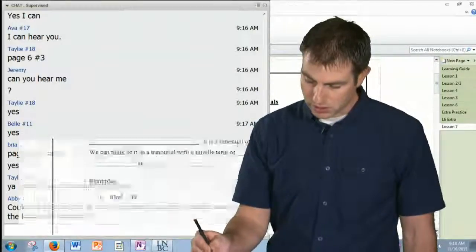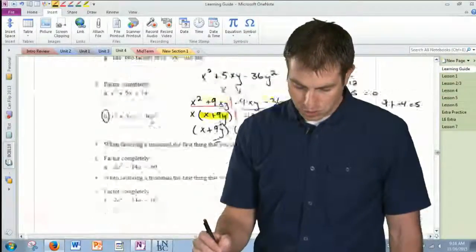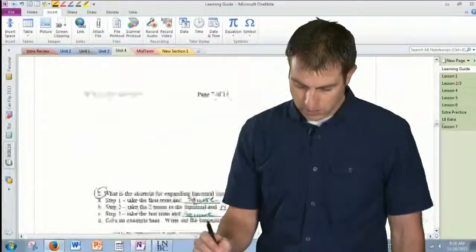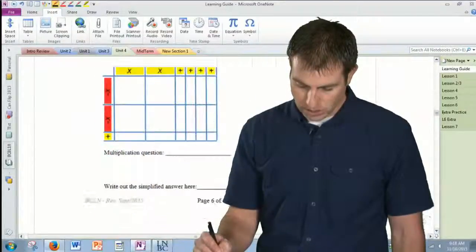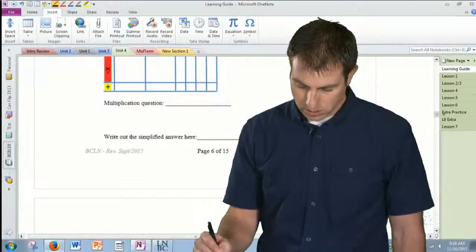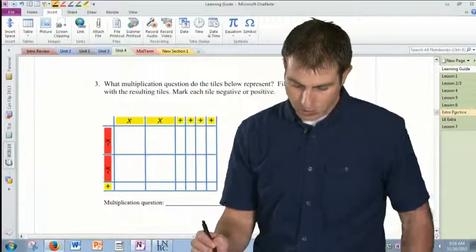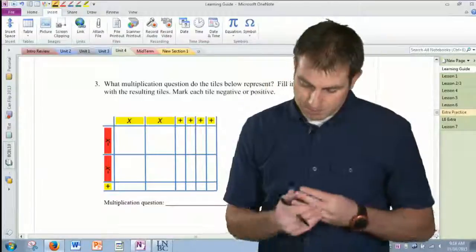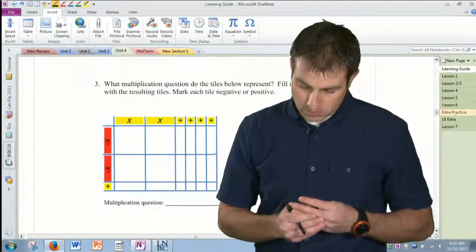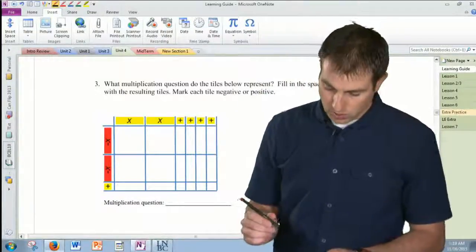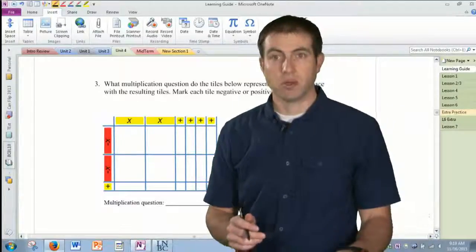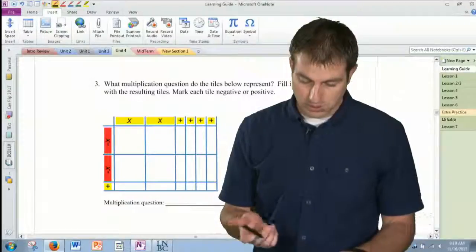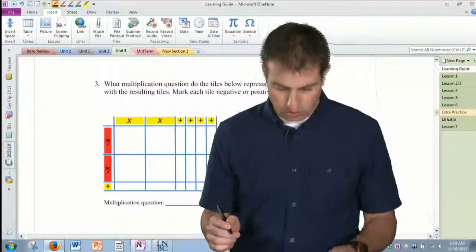Let's start with page 6, number 3. Maybe I can jog your memory. This is going way back. What multiplication question do the tiles below represent? Okay. So this is an algebra tile type question, and it's just asking what is the multiplication question, I suppose.